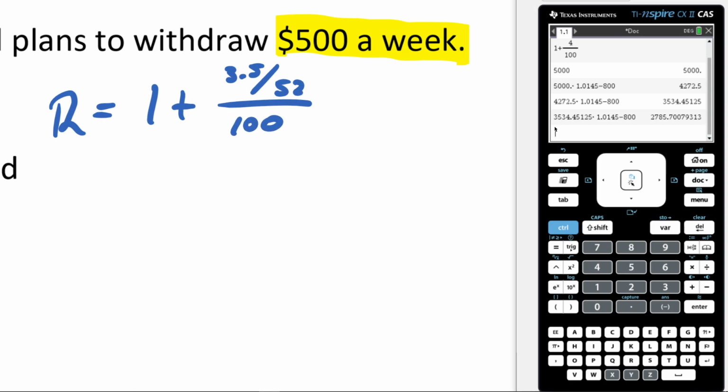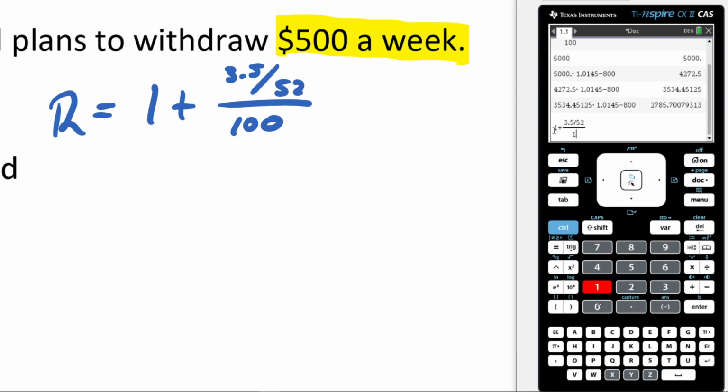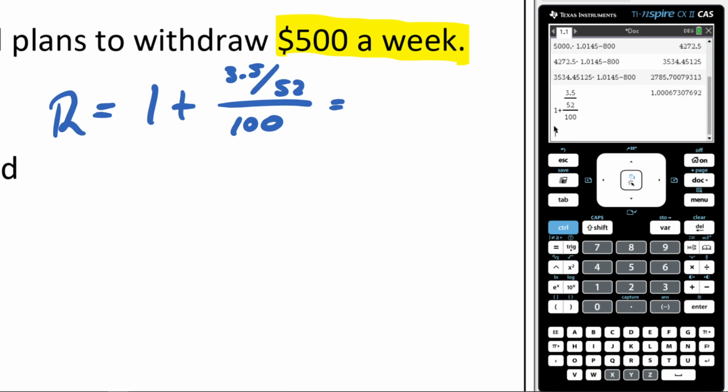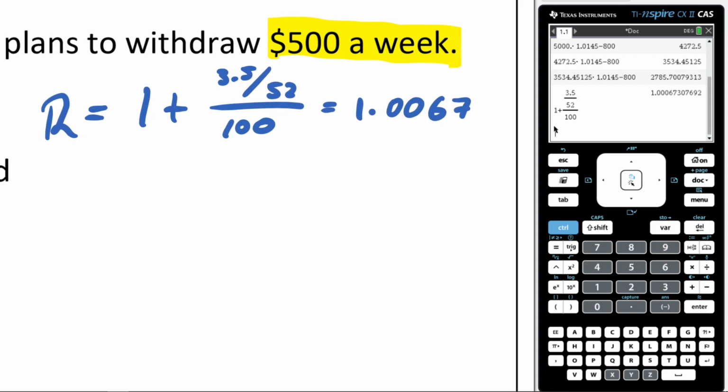All right, so if we come to our CAS now, and I go 1 plus, control divide, 3.5 divided by 52, then I put the whole thing over 100, I'm going to end up with 1 point, now this is 0.067. I'm going to do it like that. So I can't keep on going there, so I'm just going to round it there.